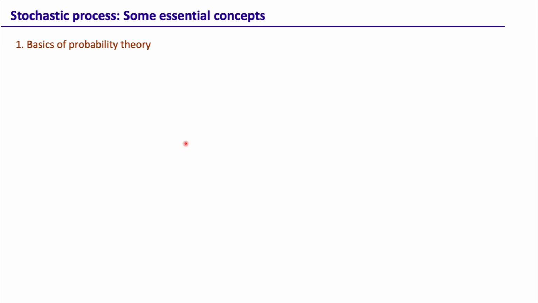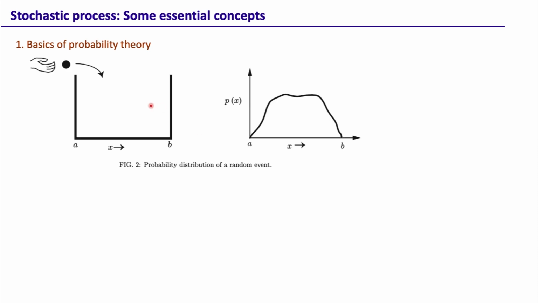So the first concept I want to look at is the basics of probability theory. In this example we have somebody just throwing a ball into this box, and one wants to find out where the ball ends up in the box.